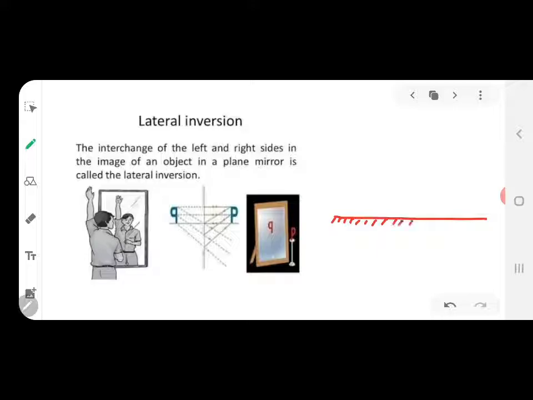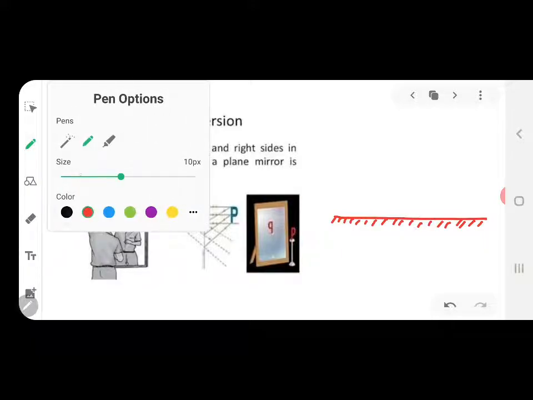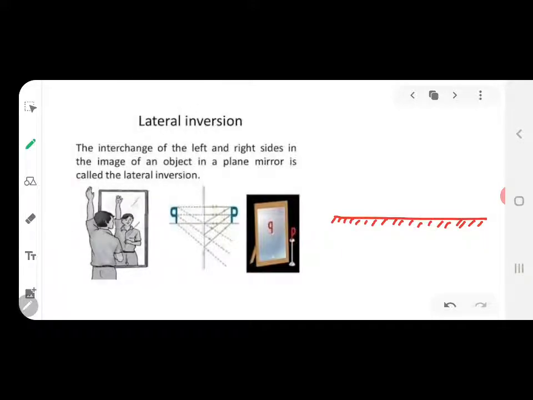So suppose we have a mirror and we want to observe the lateral inversion. Commonly you might have seen that whenever you are standing in front of a plane mirror and raising your right hand, the image appears to raise its left hand. One more place where you might have seen the application of this phenomenon of lateral inversion is in the word ambulance.